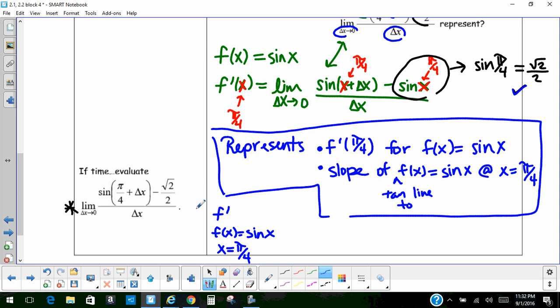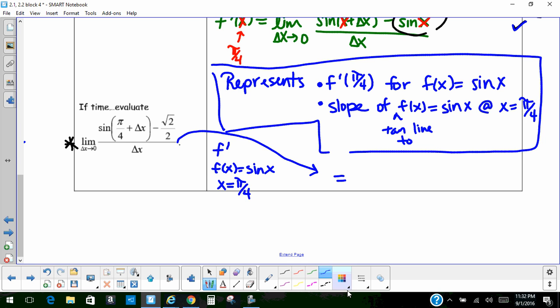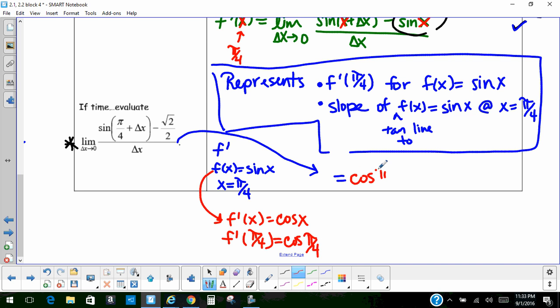Well, if so, then you can say, hey, this limit is equal to, well, how do you take f prime if f is sine of x? If f is sine of x, then f prime of x, the derivative of sine, is cosine. Then f prime of pi over 4 is cosine of pi over 4. And so if you wanted to show some work, that limit equals cosine of pi over 4, and cosine of pi over 4 is radical 2 over 2.